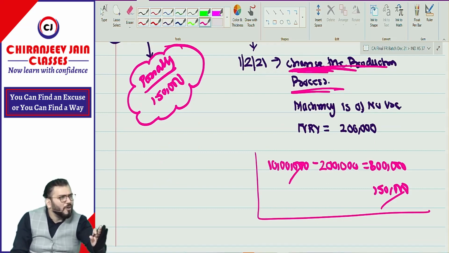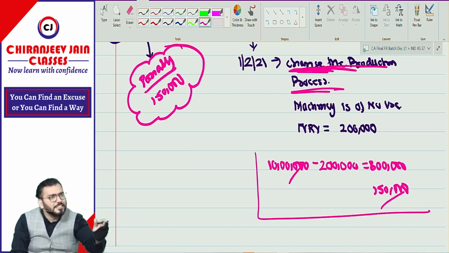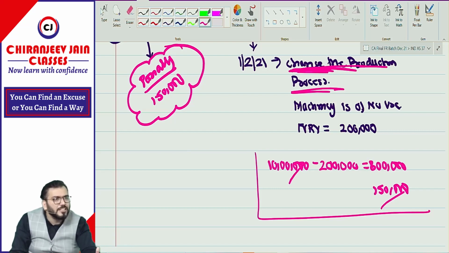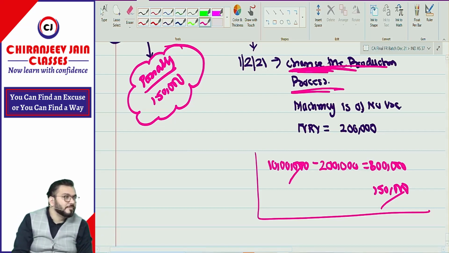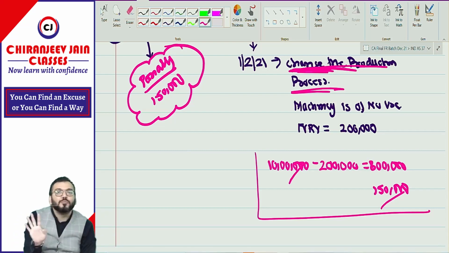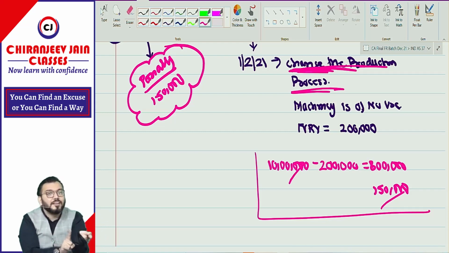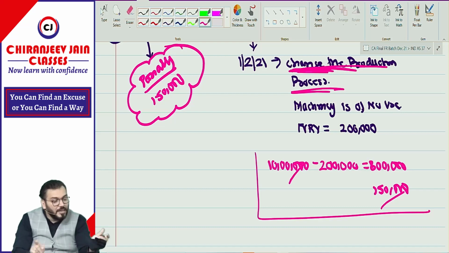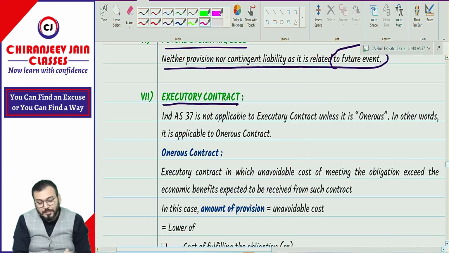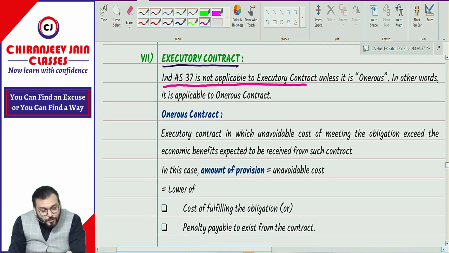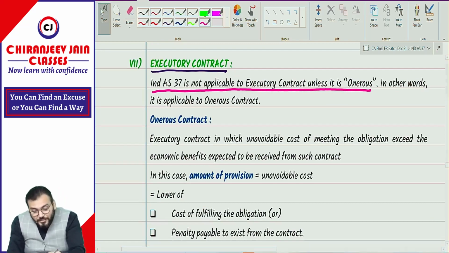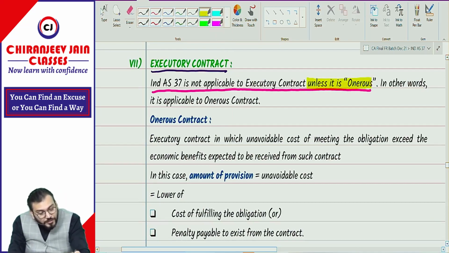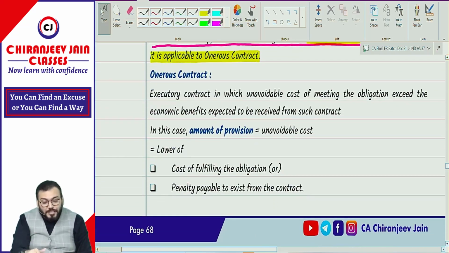But a special case is given, onerous contract. Whenever there is an onerous contract, means expected cost of meeting the obligation is more than what? Expected benefit. So for that you need to create a provision. But if it is only an executory contract, no provision is required. So onerous contracts are what? Executory contracts only. Let's see what is given. Ind AS 37 is not applicable to executory contract unless it is onerous. Understood? Sentence you have understood? Unless it is onerous. Keyword is what? Unless it is onerous. In other words, it is applicable to which contract? Onerous contract. What is the meaning of onerous contract?